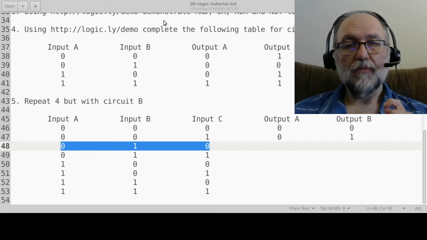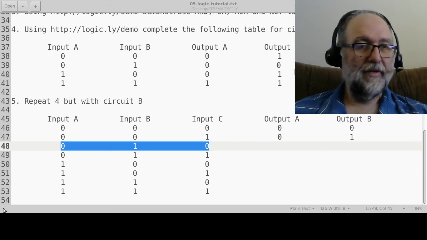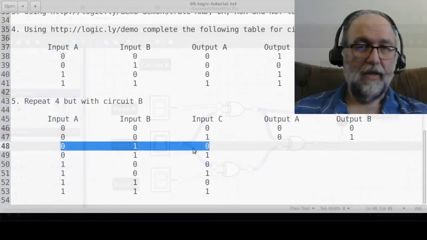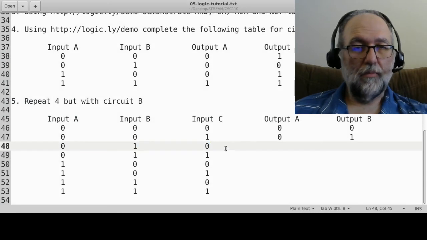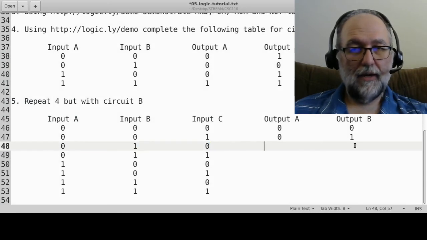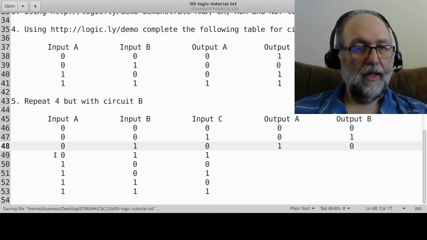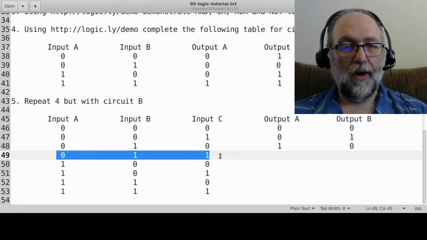Okay, off, on, off. Switch over here. Okay, and so off, on, off. And if you take a look at the output, this time A is on and B is off. Okay, so over here, if we go to put the answer in, this time A was on and B was off. Okay, let's do a couple more.